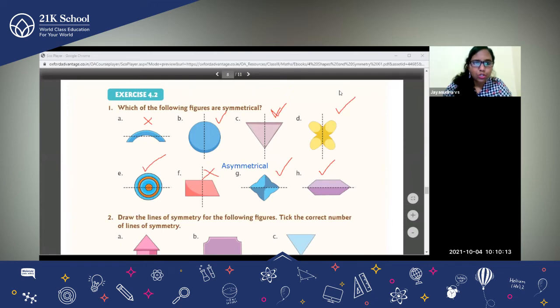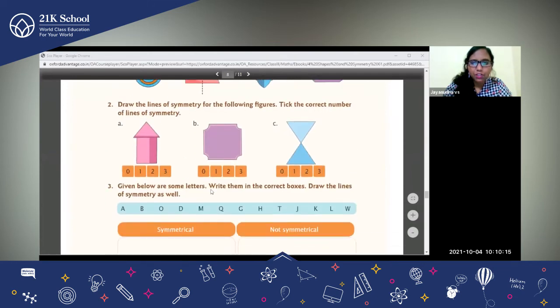Moving on to the next one. Draw the lines of symmetry for the following figures. Take the correct answers, correct number of lines of symmetry.